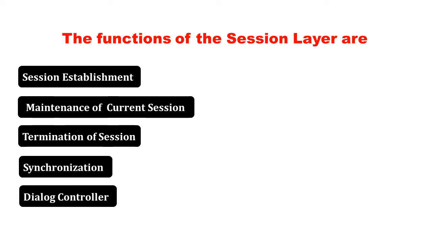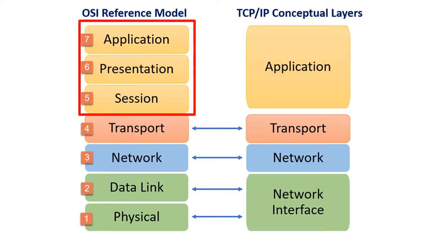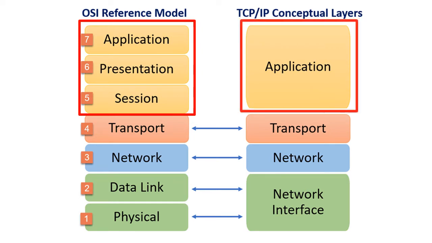Now let us discuss dialog controller. Two systems are allowed to start communication with each other in half duplex or full duplex by the session layer. We should remember one thing, that all these layers below, including the session layer, are integrated as a single layer in the TCP/IP model as the application layer. Therefore, implementation of these three layers is done by the network application layer itself.